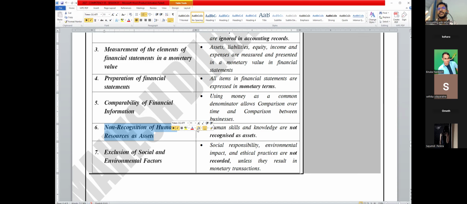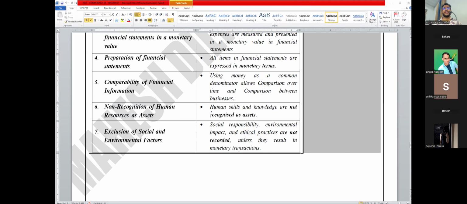Don't they recognize? Aren't those employees assets of that business? They are assets, but listen to me. It doesn't matter how valuable the employees are, you can't measure them. Why? You can't assign a value for that. Are we clear? Great. Human skills and knowledge are not recognized as an asset. Next point. Exclusion of social and environmental factors.